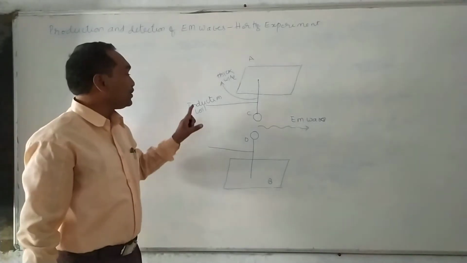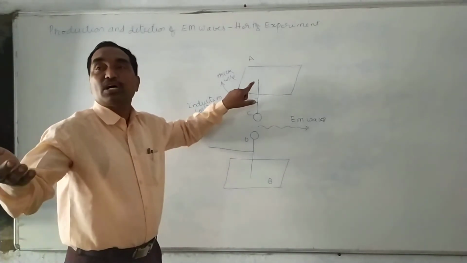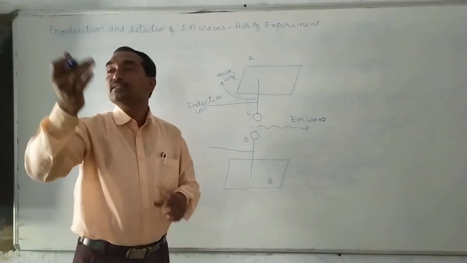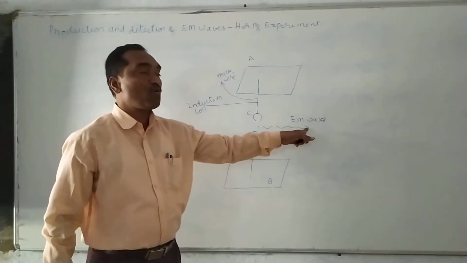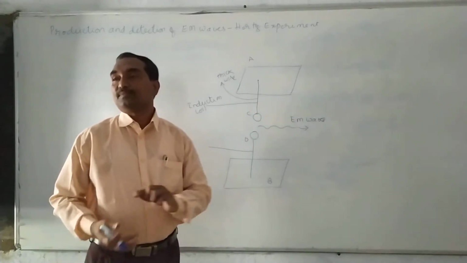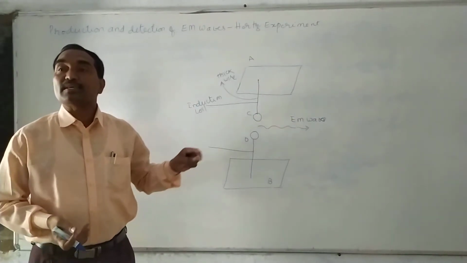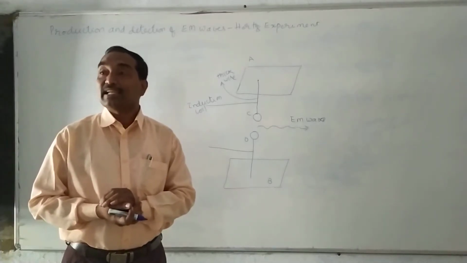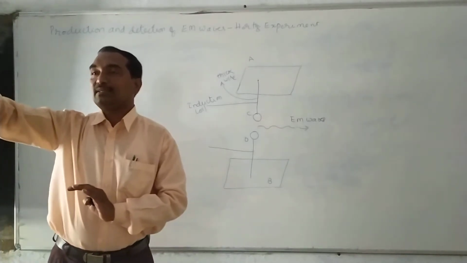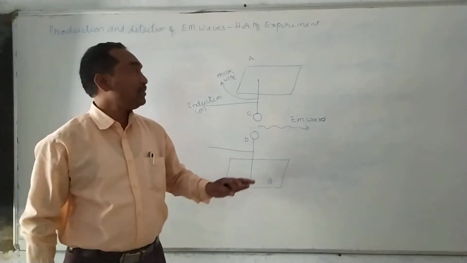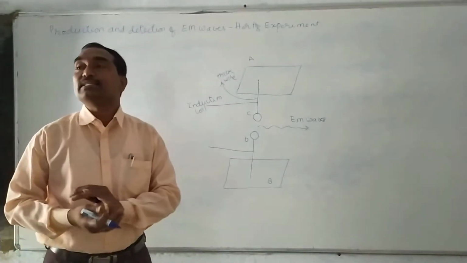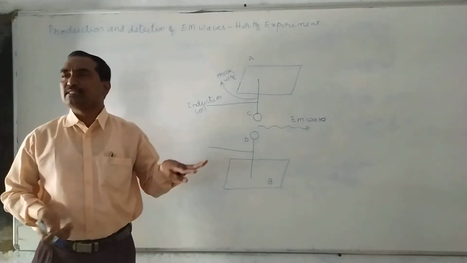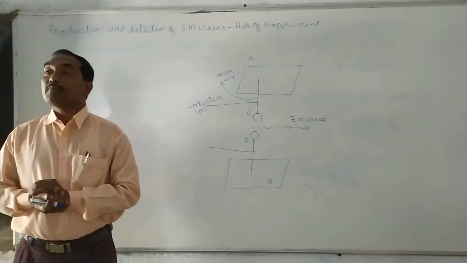Immediately, due to the induction coil, the charge on the A and B plates increases again. One more pulse of electromagnetic waves is generated. So, due to this experiment, electromagnetic waves are generated continuously. It is nothing but the charging and discharging of the capacitor plates. So this is the production of the electromagnetic wave.